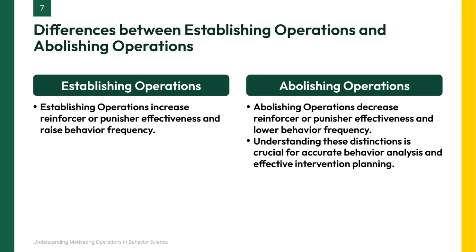Here, we're looking at the key differences between establishing operations and abolishing operations. Establishing operations make a reinforcer or punisher more effective, which means they increase the likelihood that a certain behavior will happen. On the other hand, abolishing operations do the opposite. They decrease the effectiveness of a reinforcer or punisher, leading to a reduction in that behavior. Recognizing these distinctions is really important because it helps us analyze behavior accurately and design interventions that truly work.